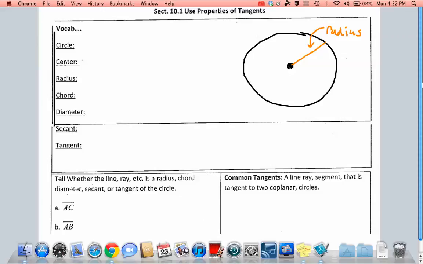That's probably something you're familiar with. We also have what's called a diameter, and a diameter is a straight line through the center. Actually, the technical definition is a chord through the center of the circle, and this is a diameter. Let's draw an arrow in here. This is the center right there.